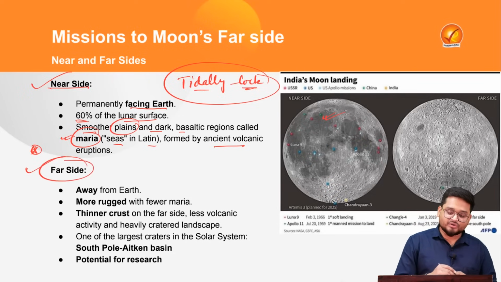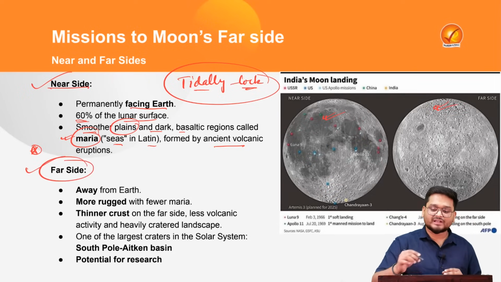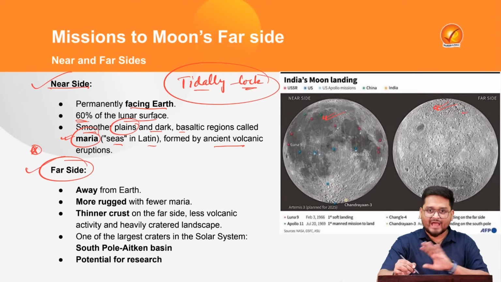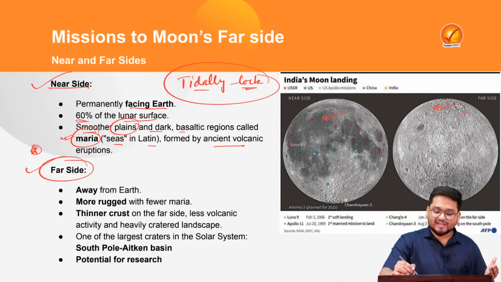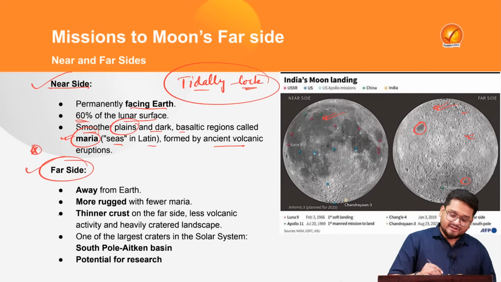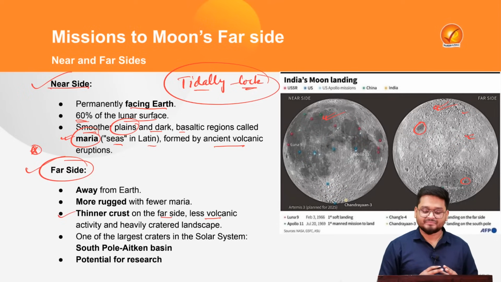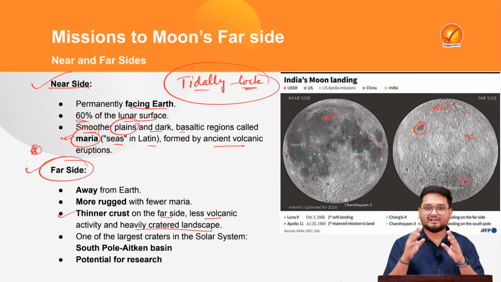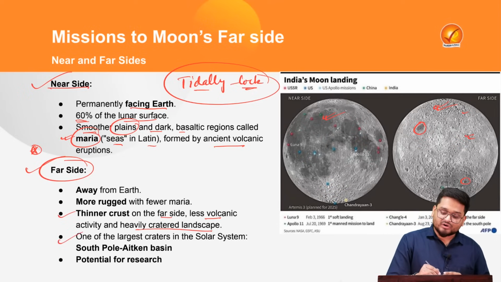The far side of the moon is the side which is away from the Earth, as we can see here. This side is not as smooth as the near side. It is more rugged and has fewer maria, as we can see in this particular diagram. It has the thickest crust, sorry, the thinnest crust on the far side and less volcanic activity, which gives a heavily cratered landscape. And one of the largest craters in our solar system, known as the South Pole-Aitken Basin, is also found here.